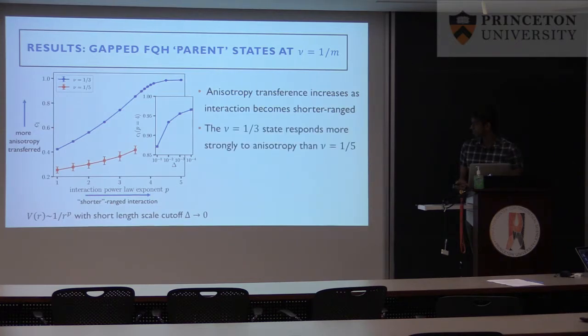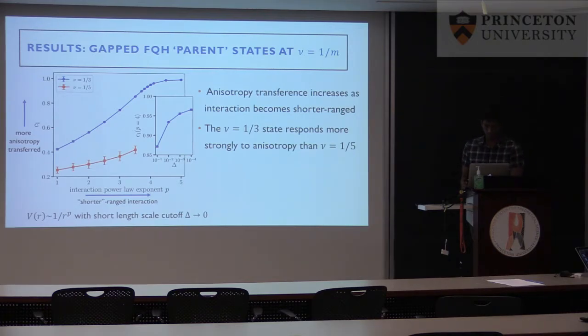The second thing we notice is that the nu equals 1/3 state, which is the blue line, responds more strongly to anisotropy. This is again expected because the state at lower filling, which is 1/5, in some sense binds to more magnetic fluxes, and since the interaction is isotropic, this washes away the effects of asymmetry in the non-interacting part of the Hamiltonian.